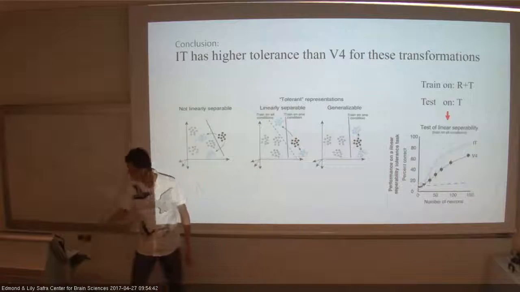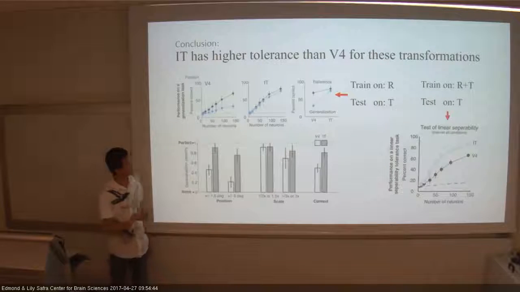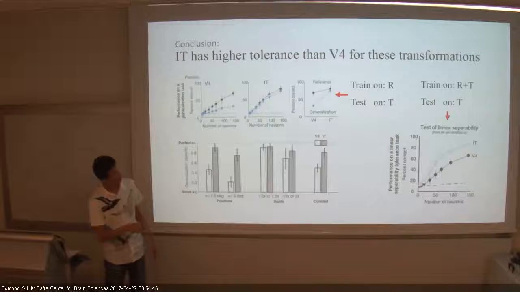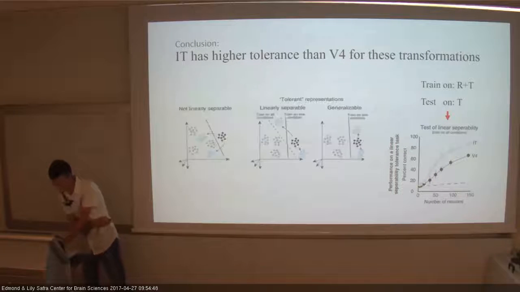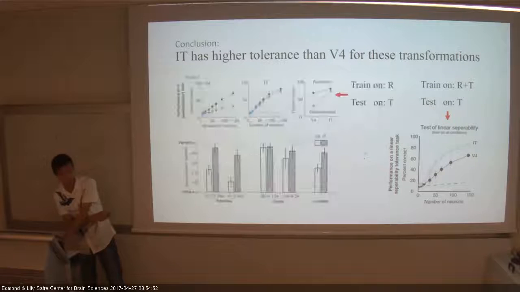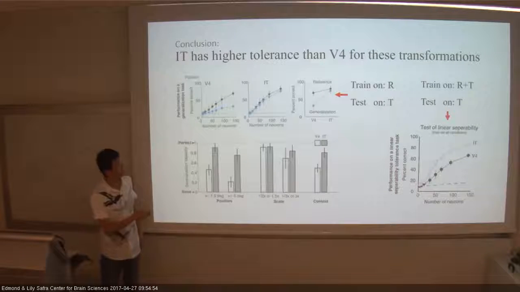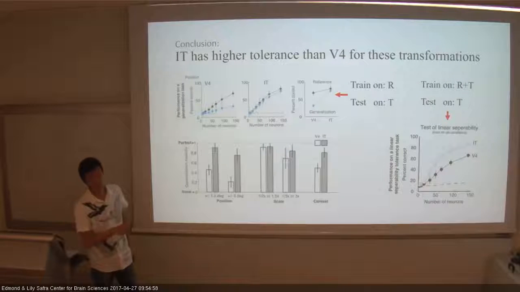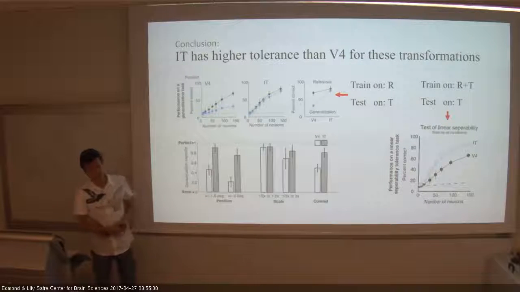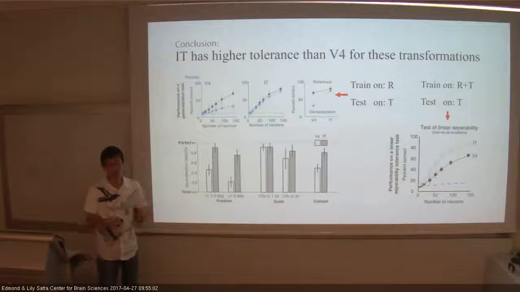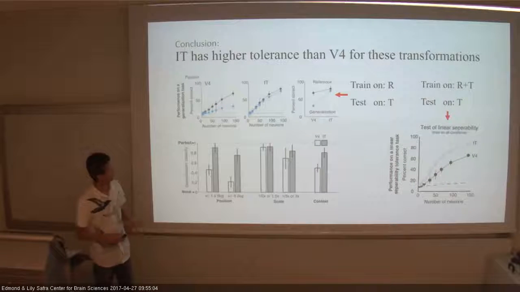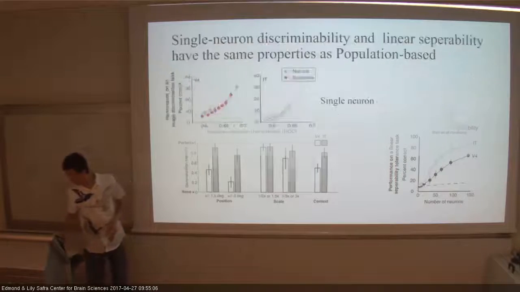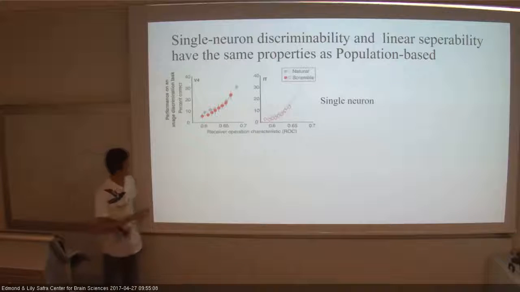So now we can conclude that no matter for generalizability or the linear separability. Okay, sorry, I forgot one thing. They call this linear separability. So no matter for generalizability or linear separability, IT has a higher tolerance than before, right? Okay, so all the data we showed before are population based. What about single neurons? Let's take a look at it.